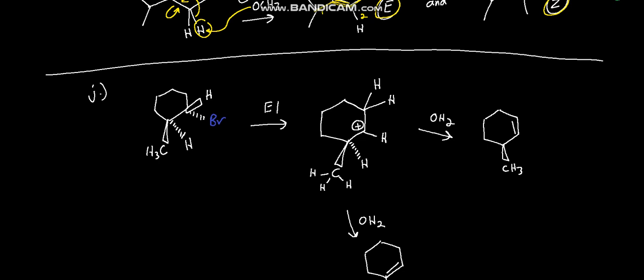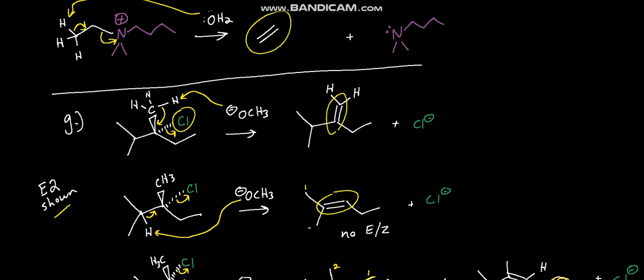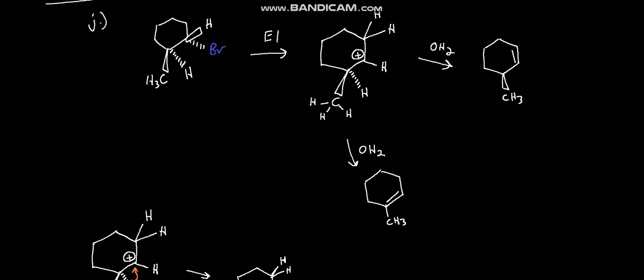Problem J. Okay, problem J here. I'm going to show the E1 route, although this can go E2 as well. The E1 route involves dissociation, just like the first step of SN1 reactions. You get your carbocation, and in this case, it's a secondary carbocation. Point that out. Water can come along and remove either one of these adjacent protons to create the double bond.